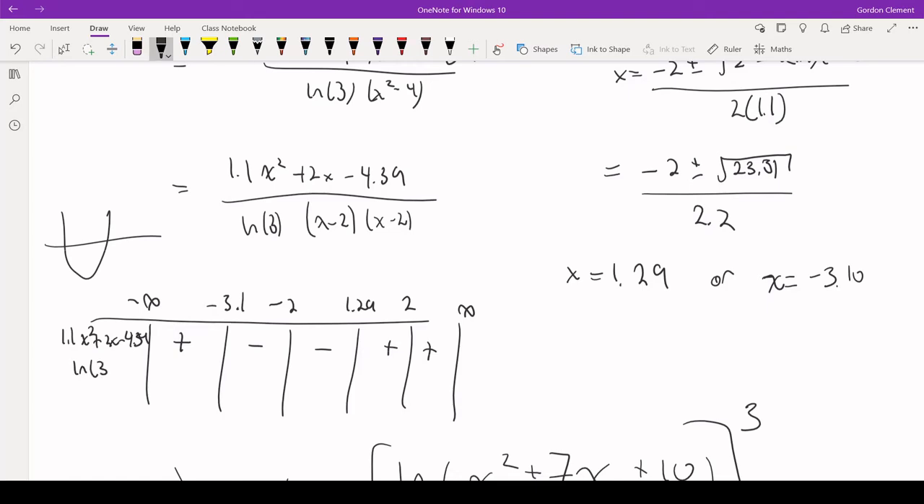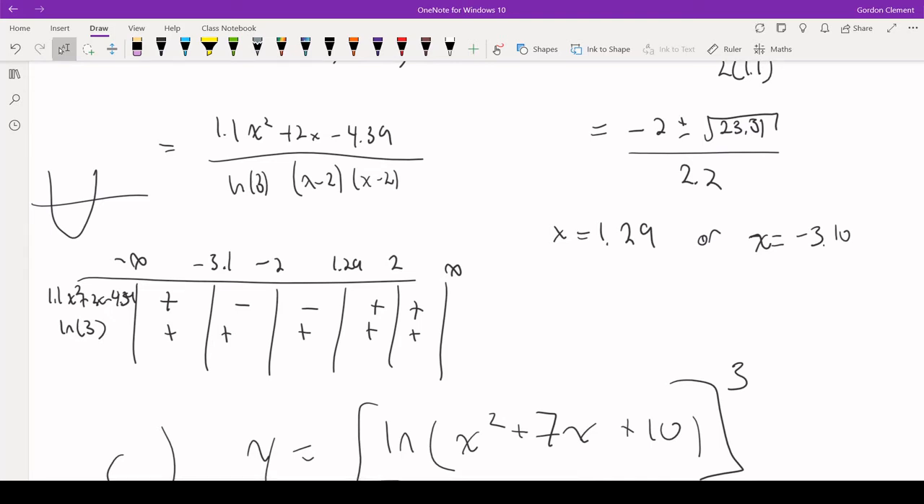I have the log of 3 on the bottom, which is a positive number. But do keep in mind, if it was log of something smaller than 1, like log of 0.1 in front, that would be a negative number, so make sure you check that, but log of 3 is positive. And then we have the x minus 2, and we have x plus 2.